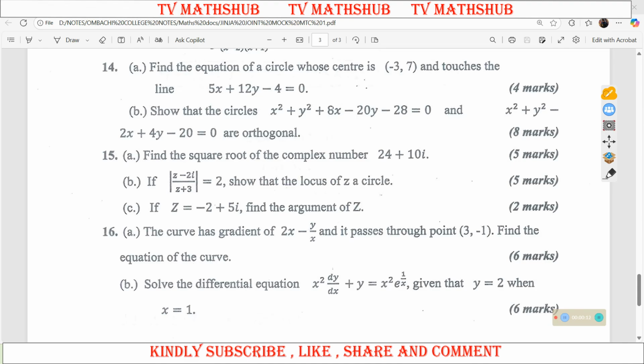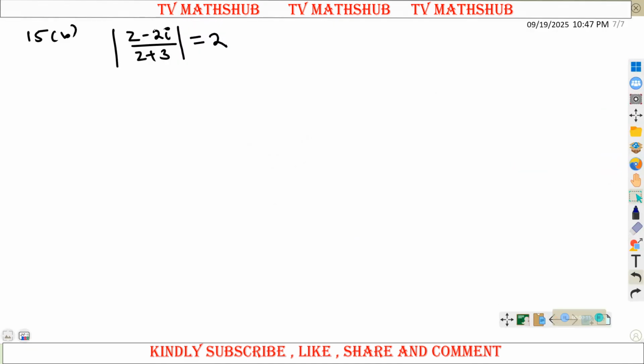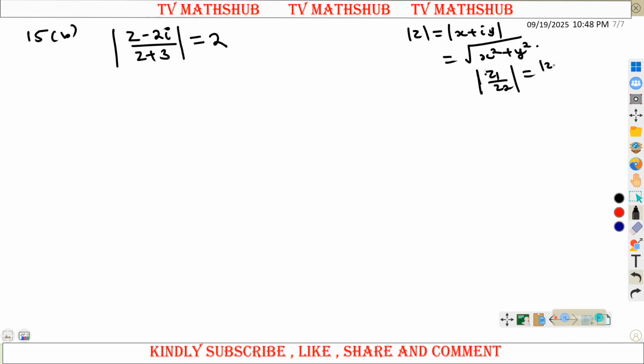Now, in order to show that the locus of z is a circle, we shall try to manipulate this given expression. So we understand that modulus of z, when it is a complex number x plus iy, is the same as taking the square root of x squared plus y squared. Likewise, we know that modulus of z1 over z2 is the same as modulus of z1 over modulus of z2. So we shall be requiring the knowledge of these expressions here.